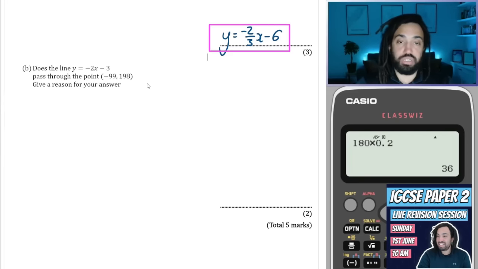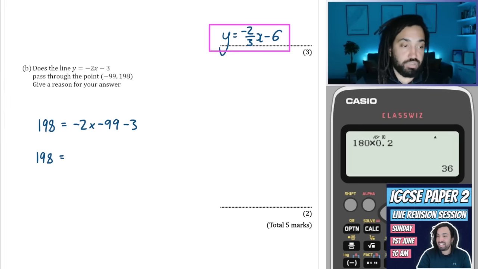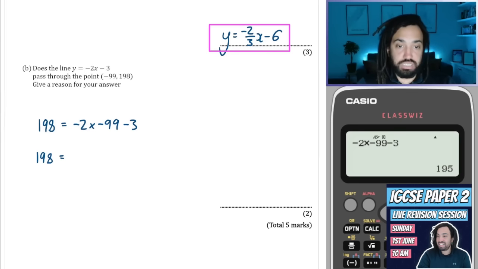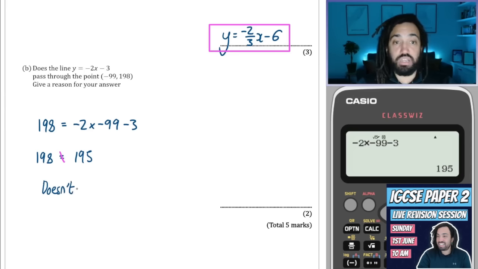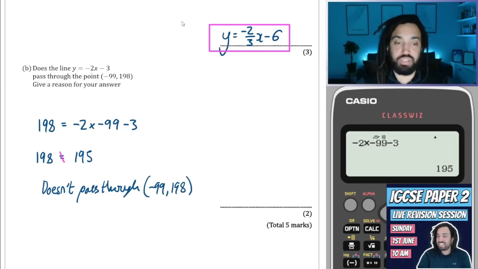Does this line pass through this point? Well, if it does, then we could substitute that point into the line and it would work. So the y value would equal minus 2 times the x value minus 3. So 198 would equal, let's just put that into our calculator to make sure we don't make any mistakes, because there are lots of negatives going on over there. So minus 2 multiplied by minus 99 minus 3 gives us 195. So those are not equal, they do not equal each other, so therefore it does not. It doesn't pass through. Minus 99. Yeah, perfect. Okay, job done.